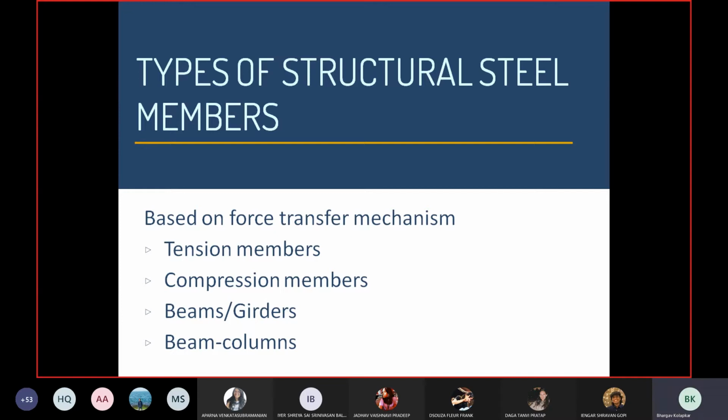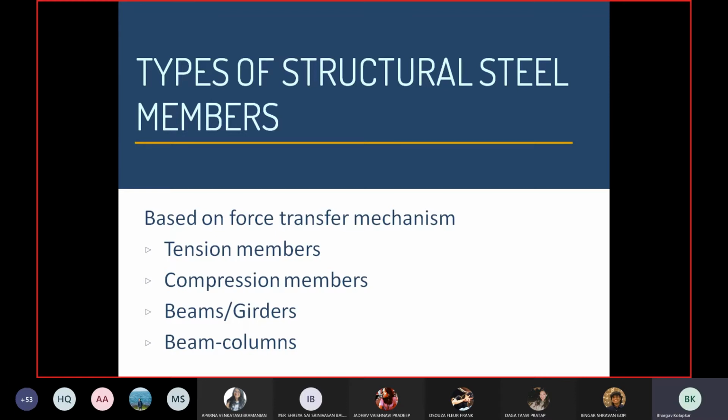When the member is given, you just have to find out how much force this particular type of member can transfer. To do so, to design any member, first you have to understand how the member behaves. When you're saying that this member is a tension member, fine.